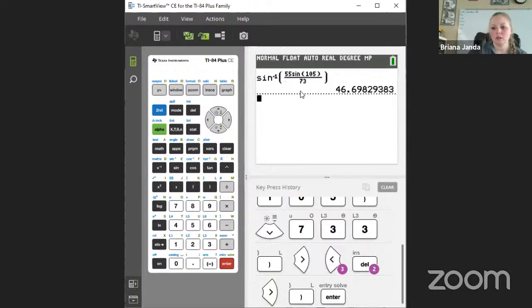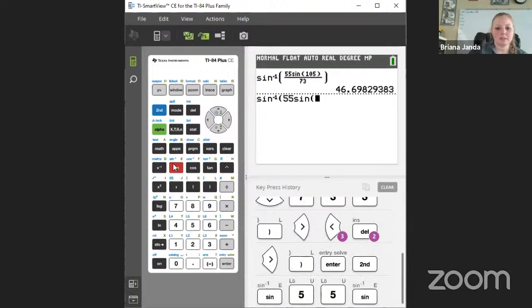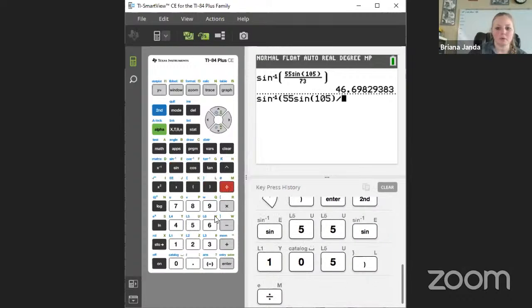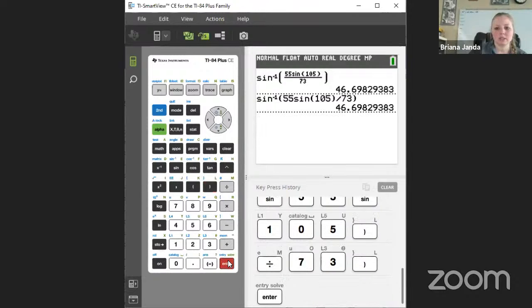the very end here. If you do not have the fraction option, I can go inverse sine of 55 sine of 105. We just need to make sure we absolutely close that parentheses before we hit divide by 73. Again, will give us the same answer there. This is an angle, and so we will round this to our nearest whole number. Please let me know at this time if you're having any trouble getting that in your calculator. Otherwise, I'm going to go back to my iPad and we'll keep going with this example.